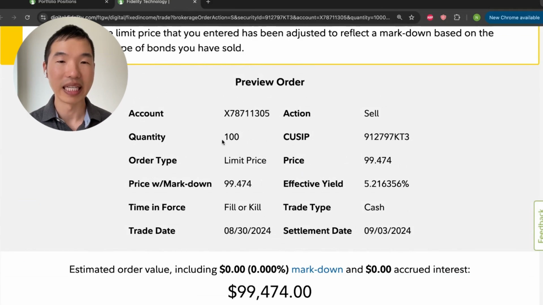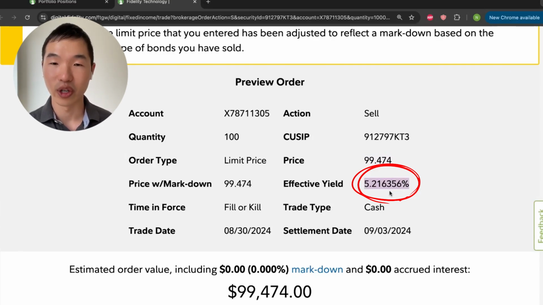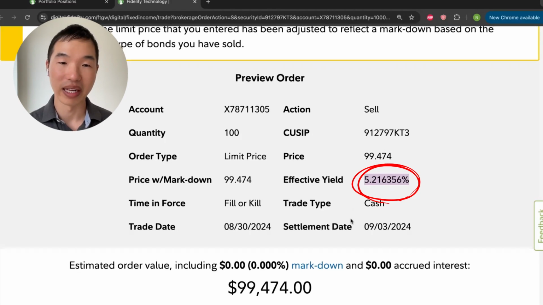You can see some of the details here. Again, it's 100 times $1,000 in face value, or $100,000 in treasury bonds. You can see the price at which you're willing to sell, and you can see what that means in terms of the effective annualized return from potentially someone buying at this price.